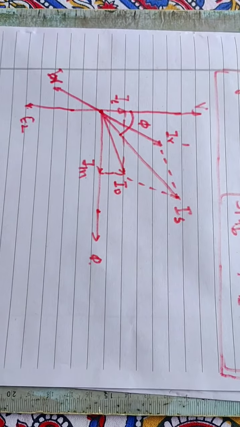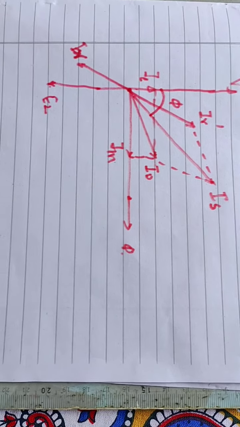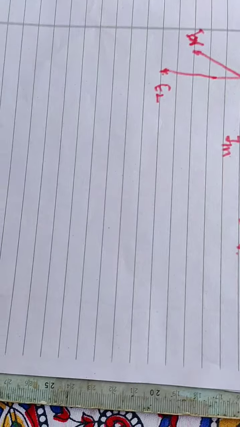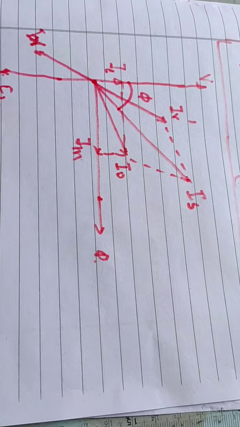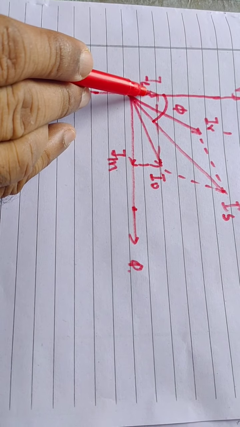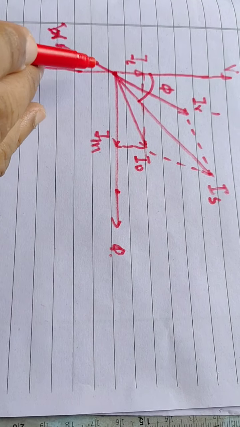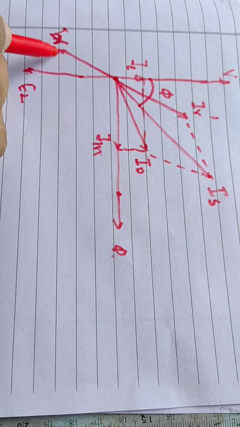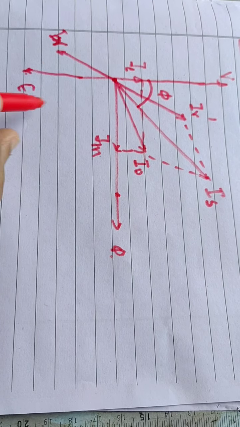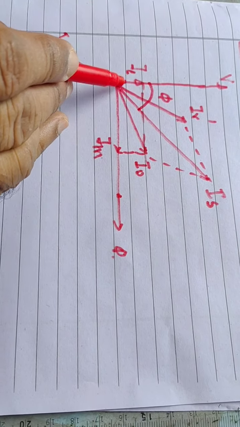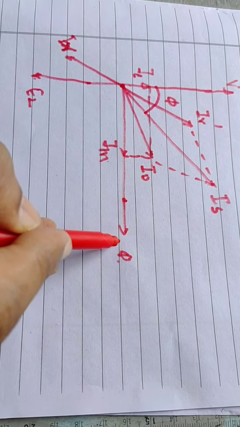Now if rotor leakage reactance and loss component of the no load current are neglected, then IR will be along E2, and I0 will be along the x-axis. So if we neglect rotor leakage reactance, IR will be in phase with E2, and if we neglect loss component IL, then I0 and Im both will be equal and will be along phi.